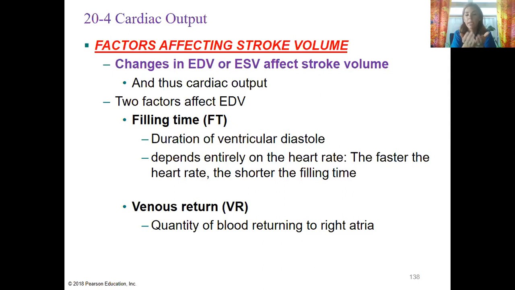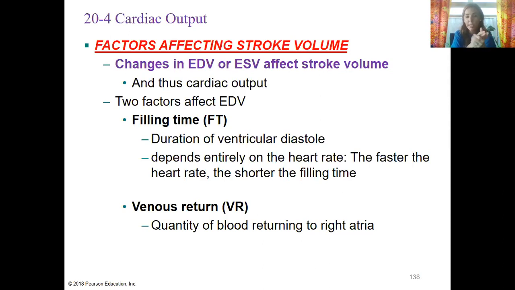So filling time is how long it takes for those ventricles to fill with blood. Of course, this depends entirely upon the heart rate. The faster the heart rate, the shorter the filling time. So if you are exercising and your heart rate is going fast, then what's actually going to change within your cardiac cycle is the time that you spend in diastole and the ability to refill. So that's going to decrease.